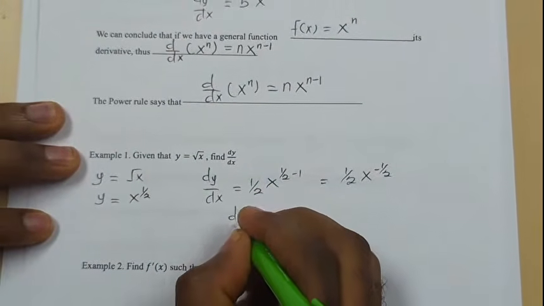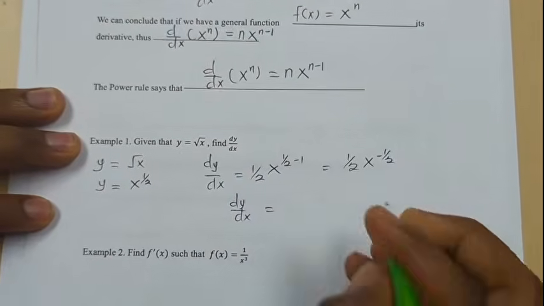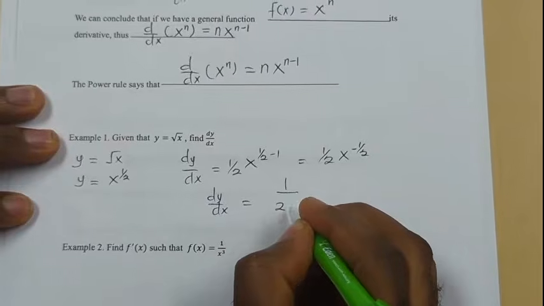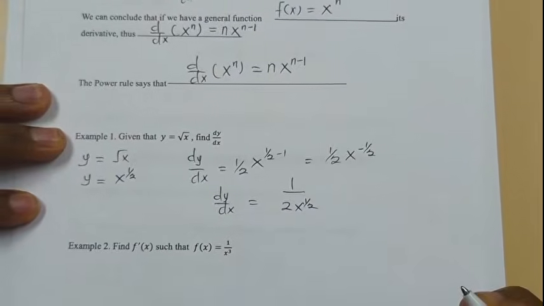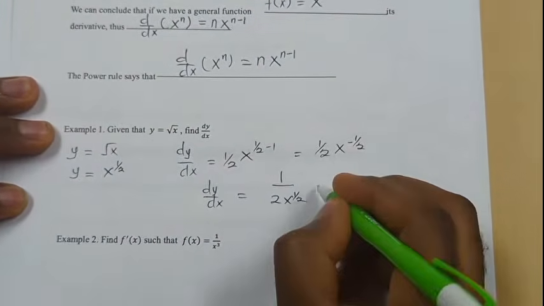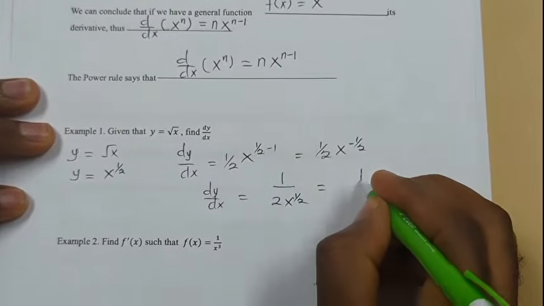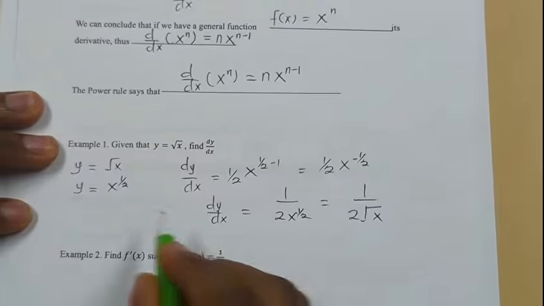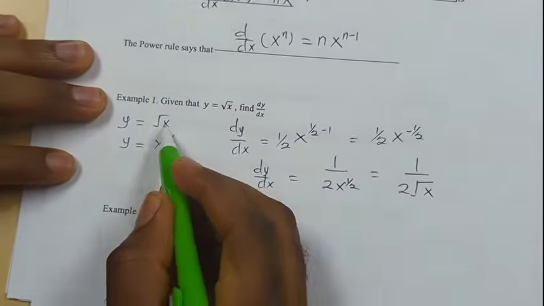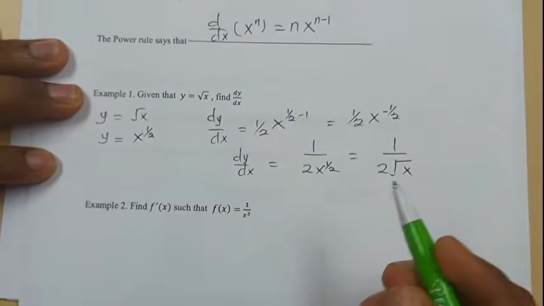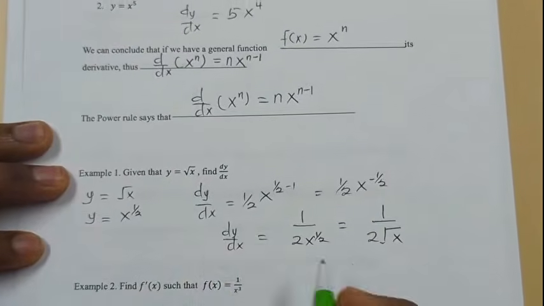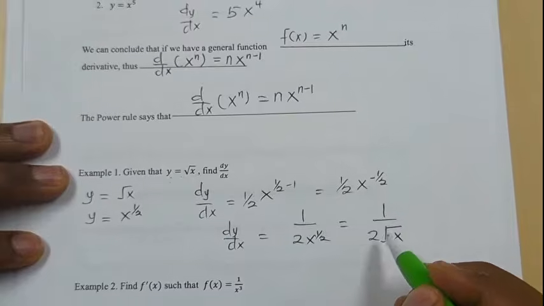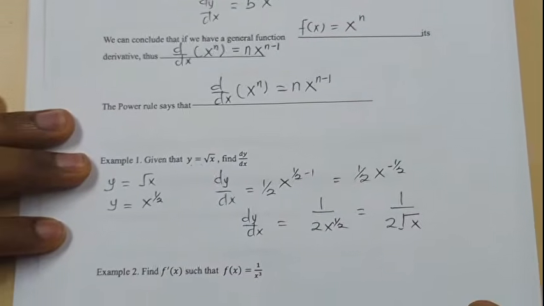So our dy over dx will be equal to, we can rewrite this function as 1 over 2 x exponent half using indices. So this will be equal to 1 over 2 the square root of x. Remember, we said that the square root of any function is that function exponent half. So using the power rule, we can say the differential of y equal to root of x is just 1 over 2 root of x.